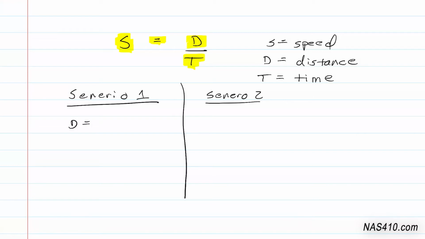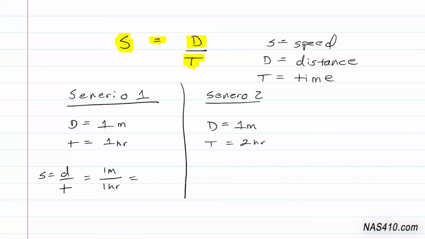So in scenario 1, my distance is going to be 1 mile. And it's also going to be 1 mile in scenario 2. Okay, that's going to kind of be my constant. And in scenario 1, my time is going to be 1 hour. And in scenario 2, my time is going to be 2 hours. Okay? And so speed equals distance over time. Okay, my distance was 1 mile per 1 hour. And so my speed was 1 mile per hour in scenario 1.